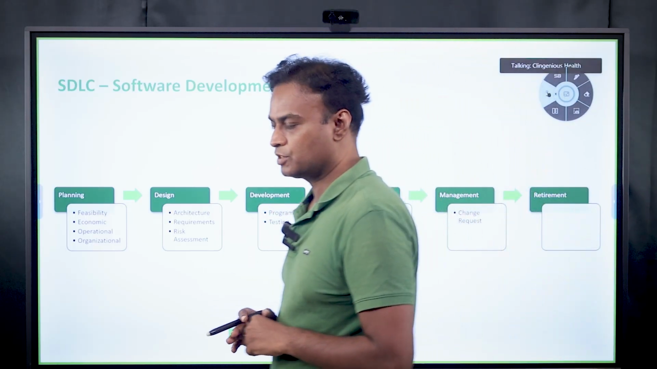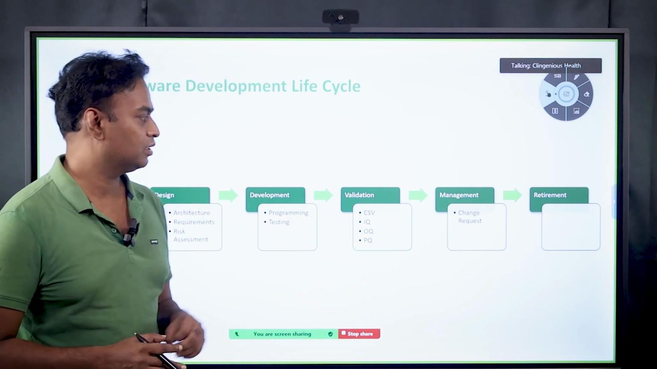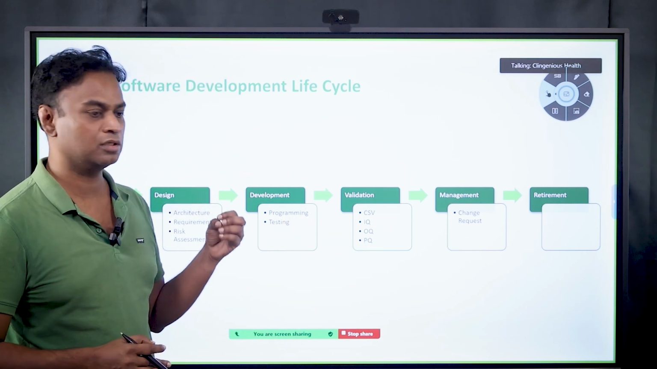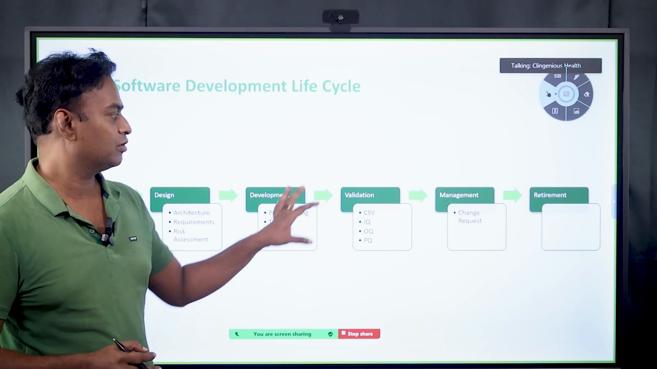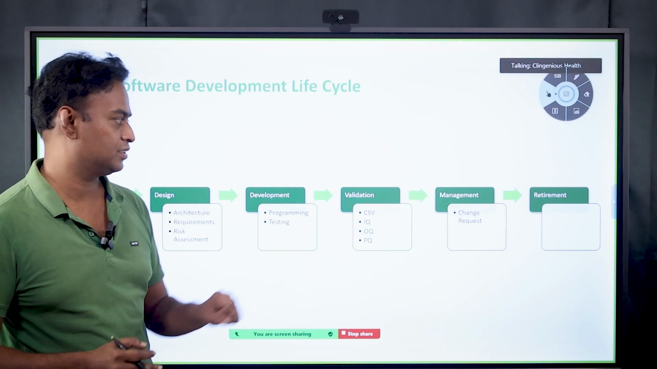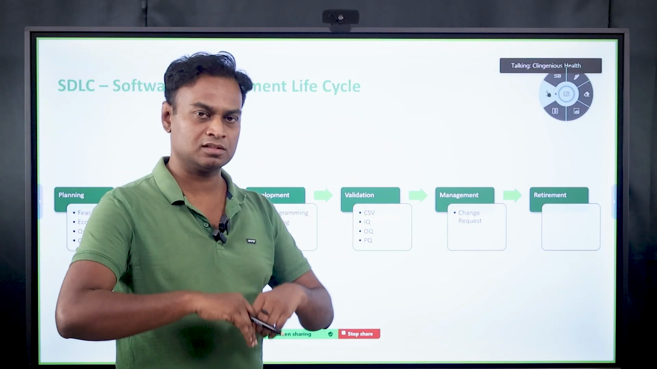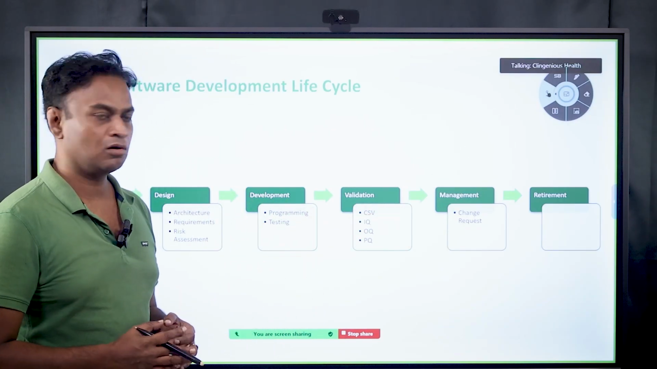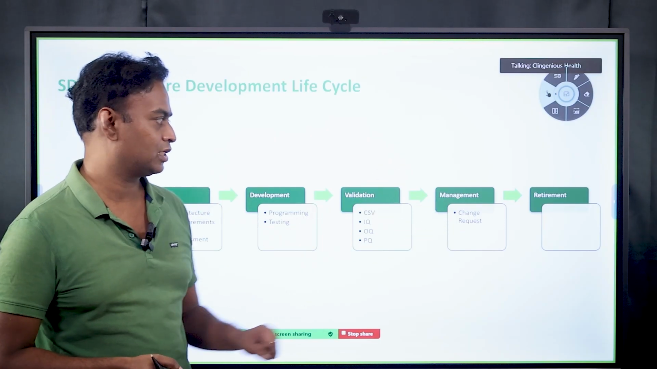Once the system is developed, what do you have to do next? You have to validate it. Validate means checking whether it is working in all the systems. Is it working in Chrome browser? Is it working in Firefox browser? So everything you test, that is validation. Once the validation is also done, you manage the system. When the system goes live, there will be a lot of issues in live as well. You have to manage those live issues as well.